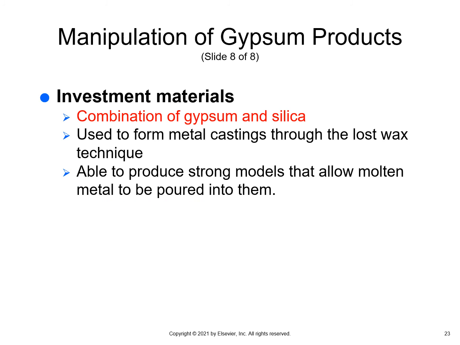Investment materials are a combination of gypsum and silica, and these are used to form metal castings through the lost wax technique. They are able to produce very strong models that would then allow molten metal to be poured into them. And I have a diagram coming up here that kind of shows how that lost wax technique is done.